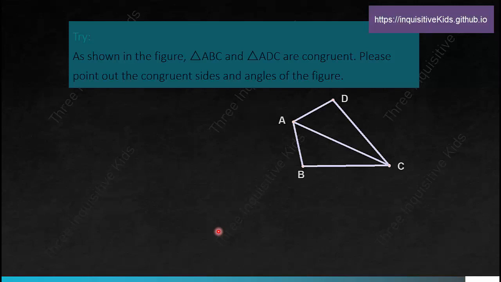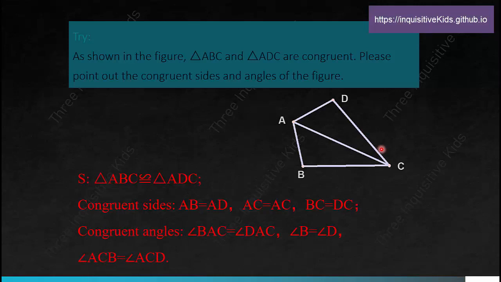So try. As shown in the figure, triangle ABC and triangle ADC are congruent. Please point out the congruent sides and angles of the figure. So the solution here is that triangle ABC, this is initially given, is congruent to triangle ADC. So the congruent sides would be AB is equal to AD. AC, well, that's shared, so AC equals AC, and BC is equal to DC. The congruent angles are that angle BAC is equal to angle DAC, angle B is equal to angle D, angle ACB is equal to angle ACD.